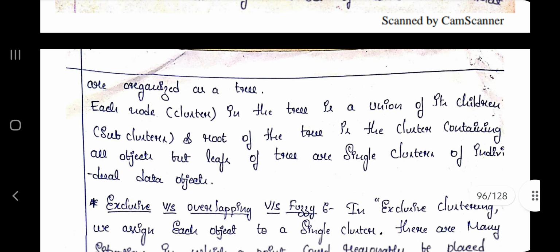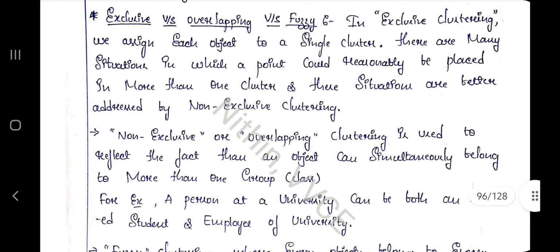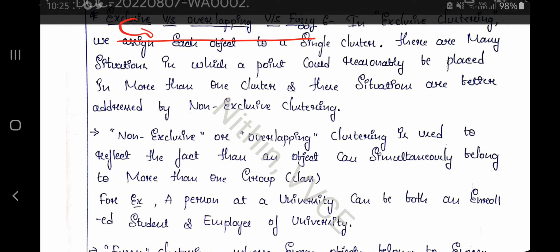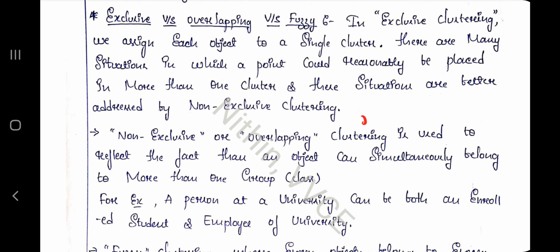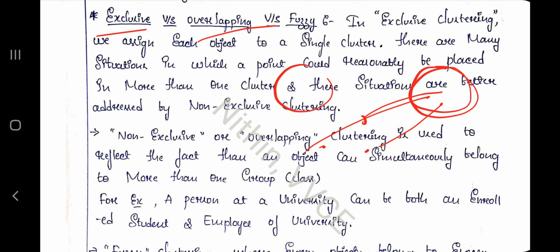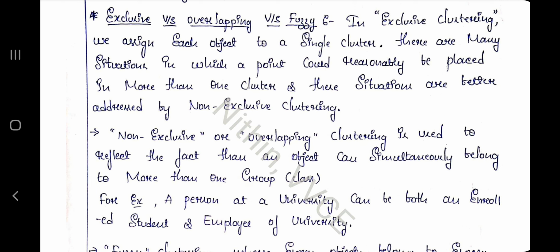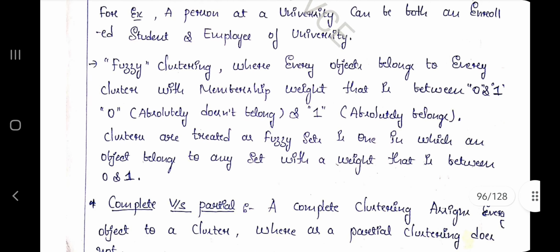Then we have exclusive, overlapping versus fuzzy. Exclusive means the data belongs to only one class. The different data points exclusively belong to one class only. What is overlapping? The data does not belong to a single class, but some of them belong to two or more classes. That is called overlapping. Fuzzy means the data will belong with a value from 0 to 1. Whether it makes sense or not, just write 0 to 1, that should be sufficient for you.